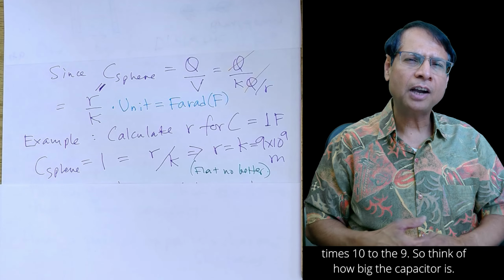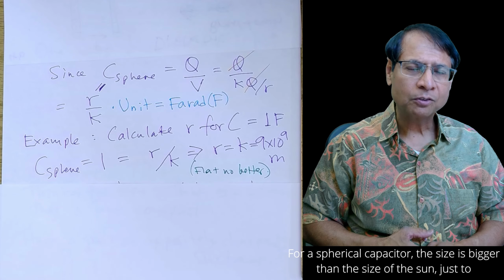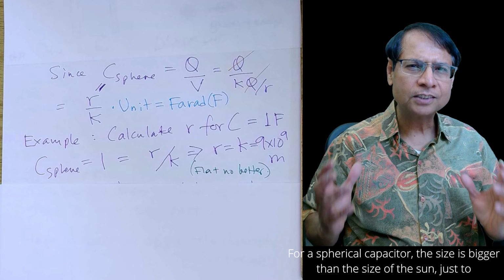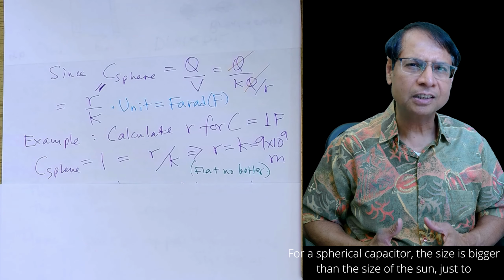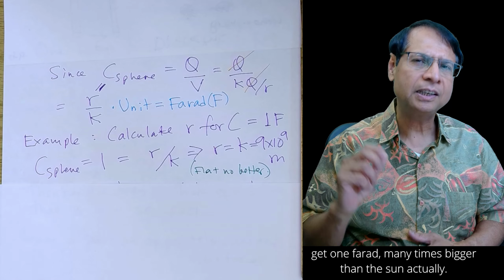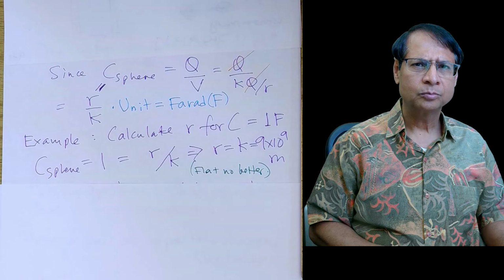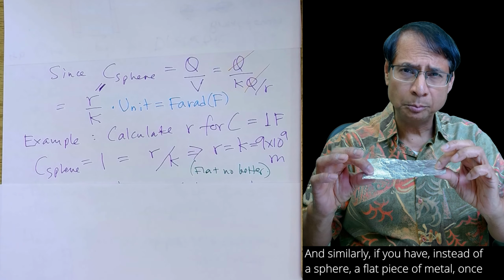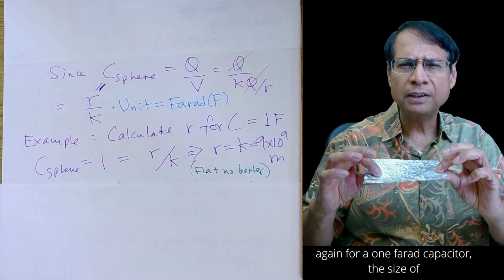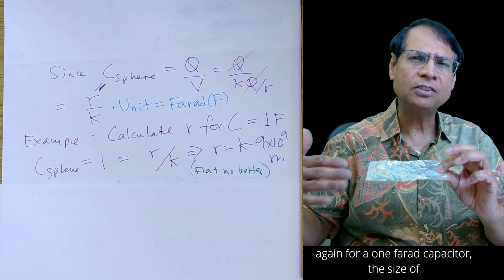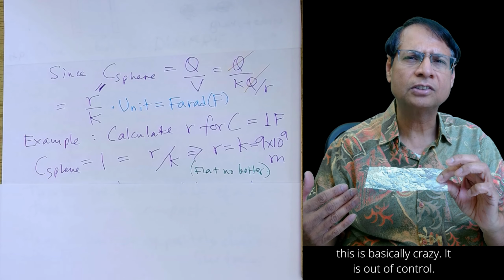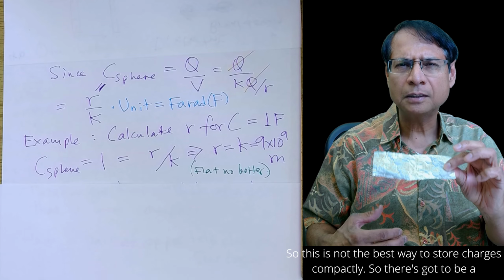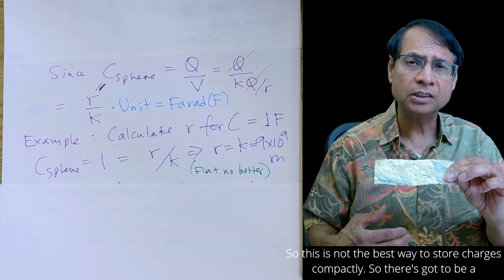So think of how big the capacitor is. For a spherical capacitor, the size is bigger than the size of the sun just to get 1 farad, many times bigger than the sun actually. And similarly, if you have, instead of a sphere, a flat piece of metal, once again, for a 1 farad capacitor, the size of this is basically crazy. It is out of control. So this is not the best way to store charges compactly.